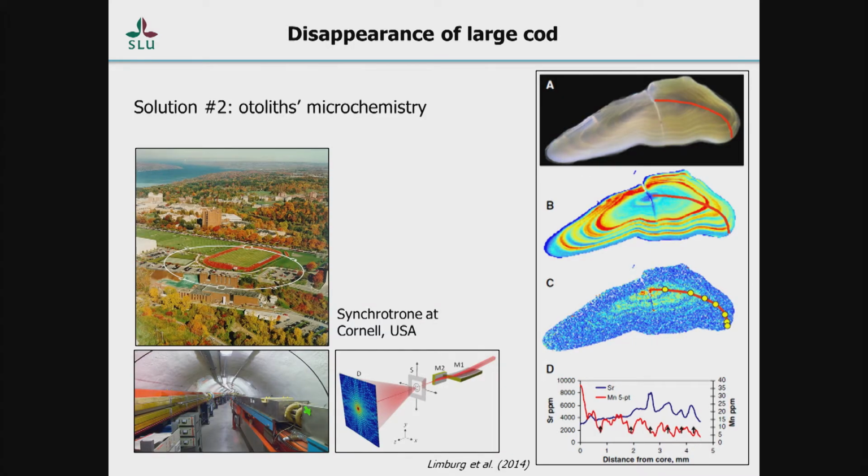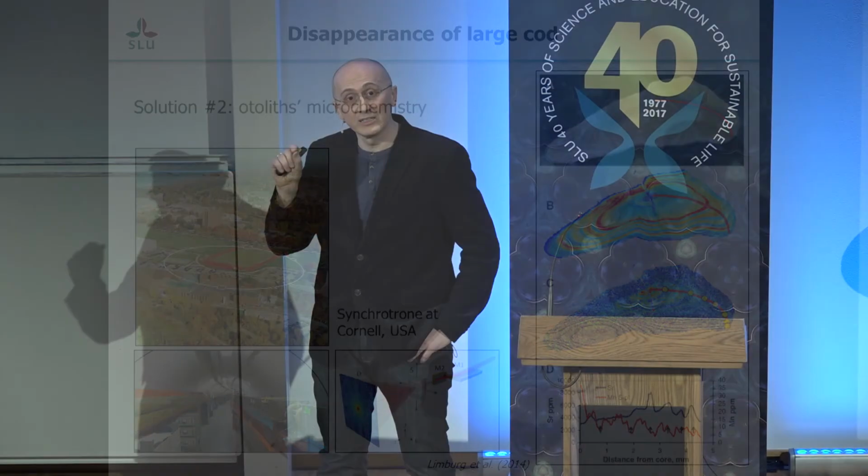Another possibility that we have to solve this problem of the aging is otolith microchemistry. This is a field that has been used in the last years quite a lot to solve the aging problem of the fish. For example, they have a very fancy synchrotron at Cornell University. There is also one in Switzerland, I think. This is just an accelerator of particles, so that makes the particles run very, very quickly and hit these ear bones at very high speed, and the ear stones emit radiation from that.